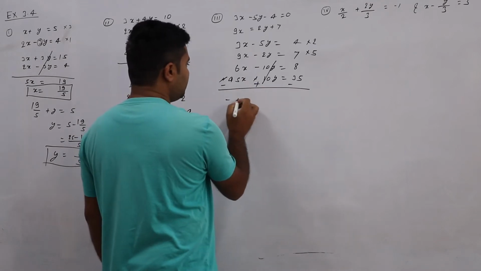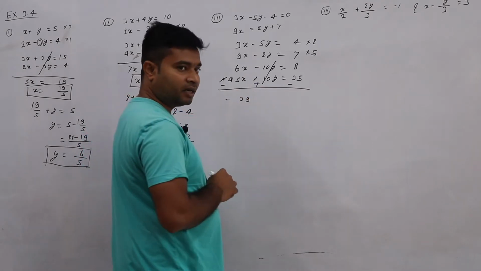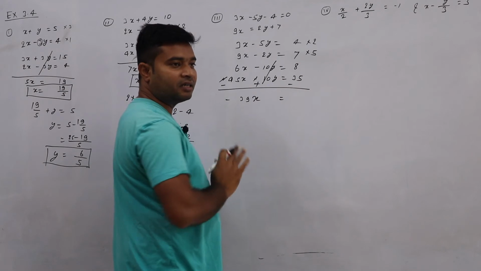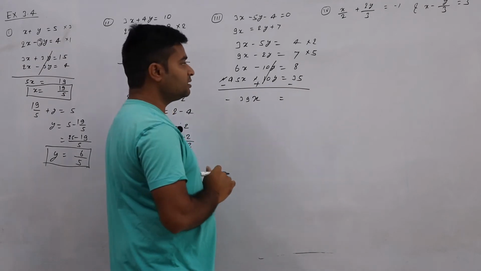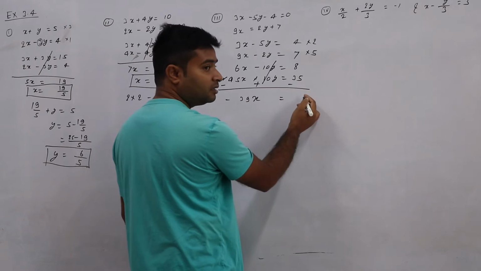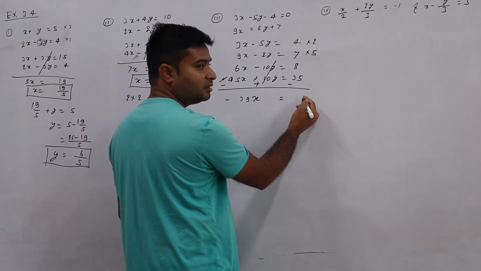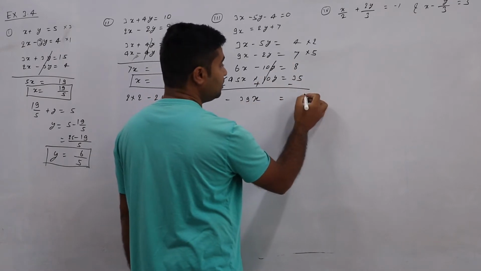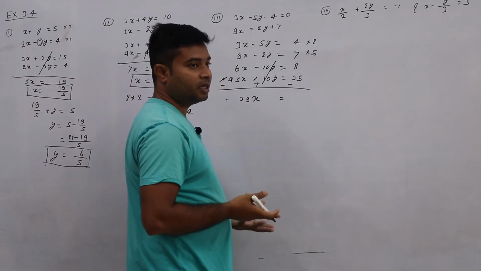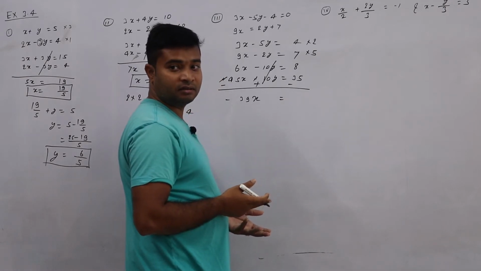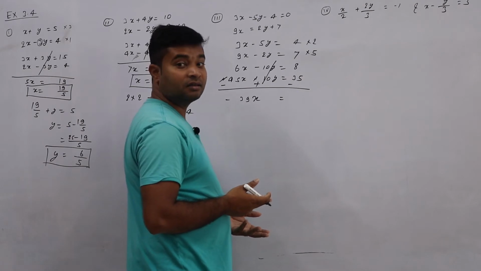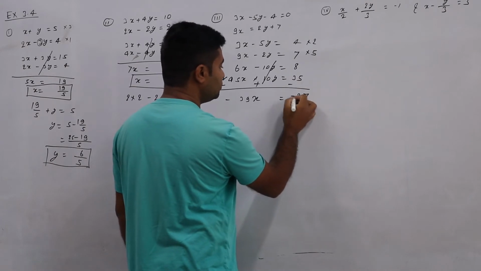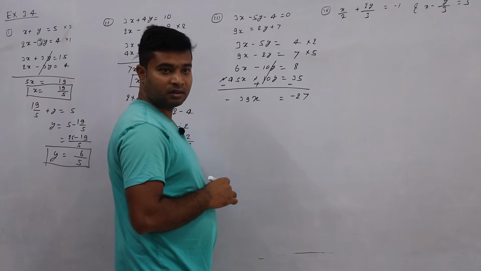What becomes? Minus of 39x is equal to plus 8 minus 35. Plus 8 minus 35, how much? 15 minus 8. 15 minus 8, how much? 7. Do it. So 7 and this is 2. Yes or no?